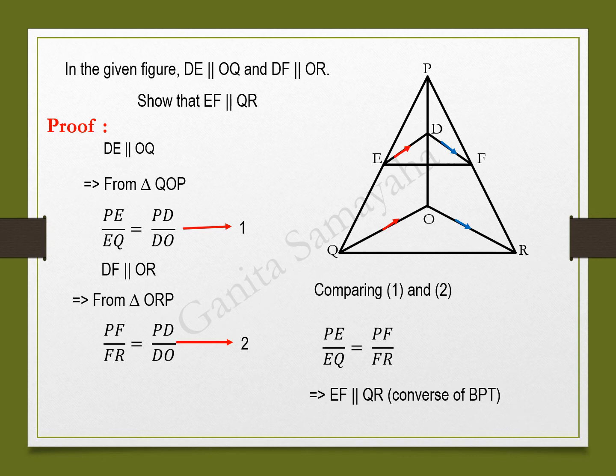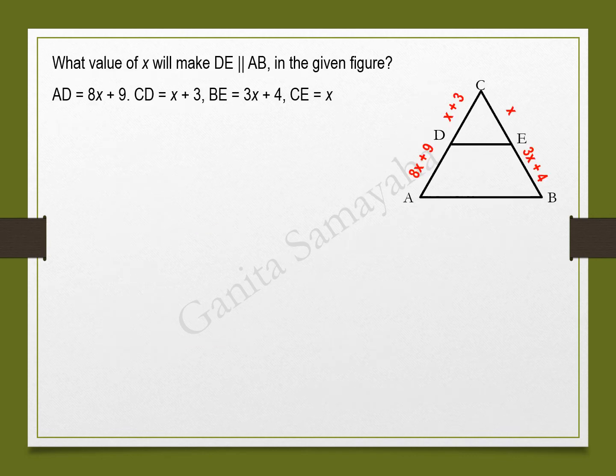Okay. Let us see one more problem. What is the value of X that will make DE parallel to AB? So you are given all the values of these line segments, say AD, DC, CE and AB in terms of X. Okay. We have to prove if DE is parallel to AB. No, we have to find what is that value of X which will make DE parallel to AB. So if DE is to be parallel to AB, we can apply BPT, substitute. That's all. Nothing with this problem.